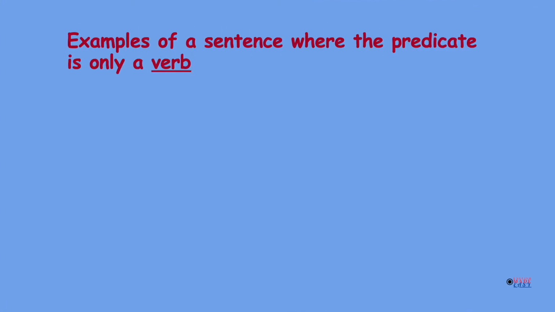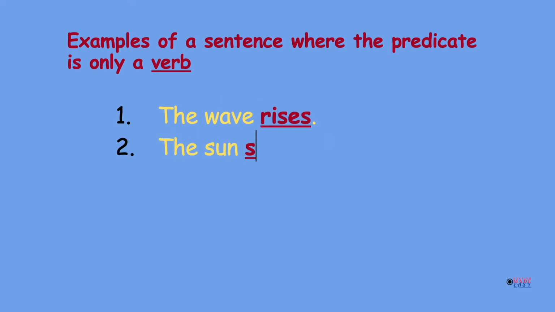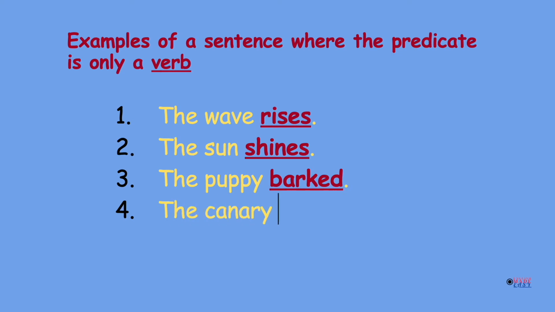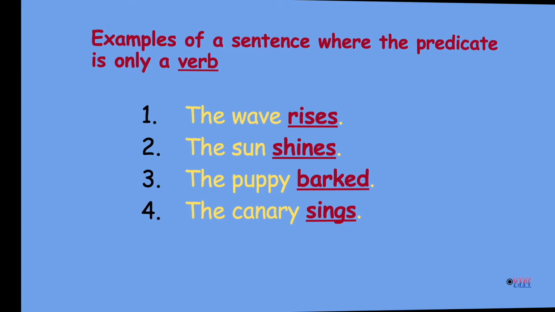In some sentences, the predicate is only a verb, just like these sentence examples. Number 1, the wave rises. Number 2, the sun shines. Number 3, the puppy barked. And number 4, the canary sings. Do take note that the red texted words in these sentences are the verbs and are the only words in the predicates. So we can say that a sentence must contain at least a verb and a subject.